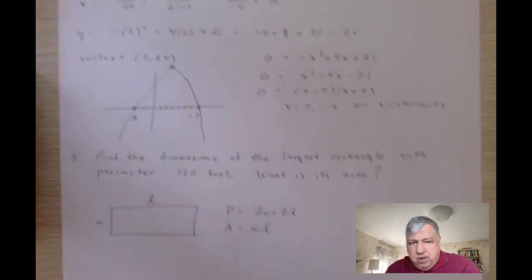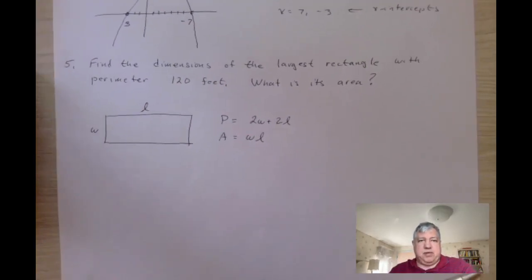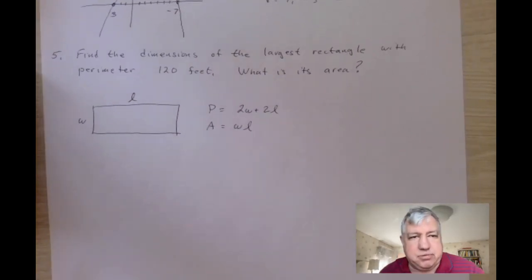All right, now this one last example is kind of interesting. This is a geometry problem. We want to find the dimensions of the largest rectangle with a perimeter of 120 feet.